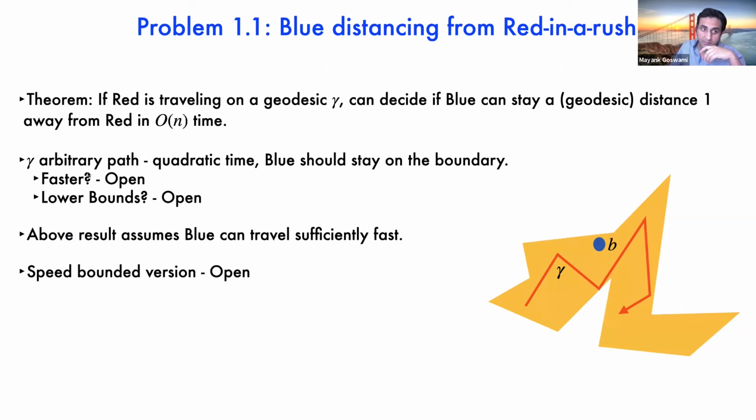If red is traveling on an arbitrary path, then the best we can do is quadratic time, which is pretty simple. But we don't have lower bounds here, so we don't know if, when red is traveling on an arbitrary path, you need quadratic time to decide if blue can stay distance one away. The lower bound would have to be conditional, because we're talking about quadratic hardness, but we don't have that yet. Again, the above result assumes that blue can travel sufficiently fast. So the speed bounded version of this variant is open.